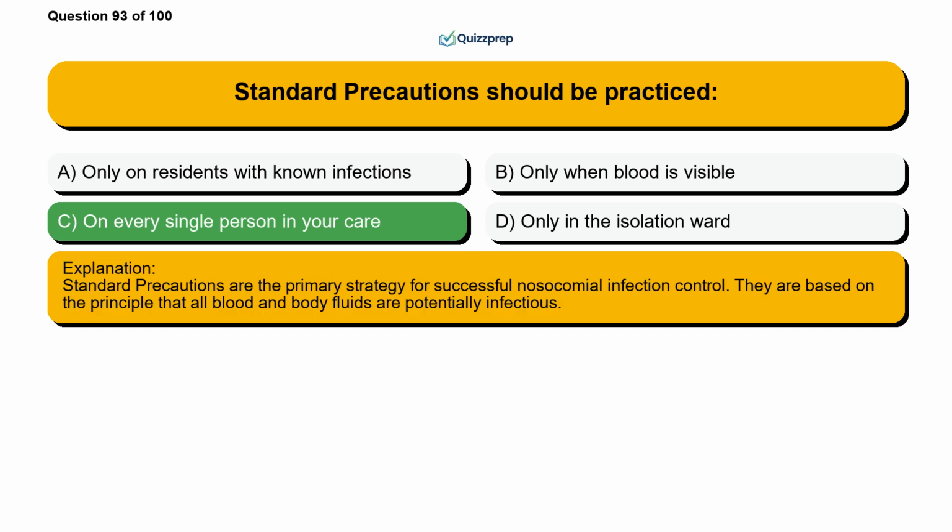Standard precautions are the primary strategy for successful nosocomial infection control. They are based on the principle that all blood and body fluids are potentially infectious.